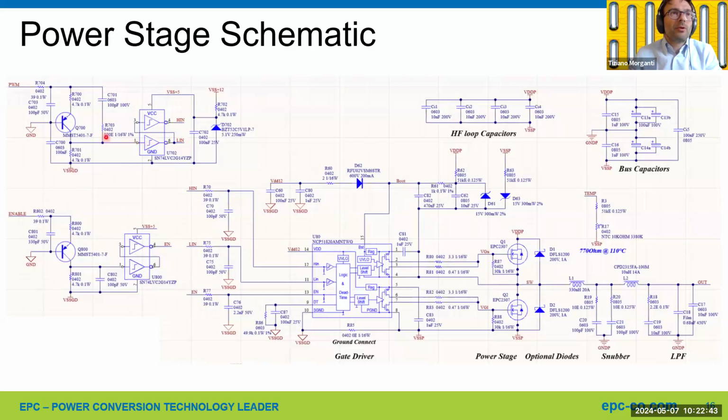This is an overview of the schematic of the power stage. So we have a level shifter to the negative rail. So the PWM signal from the modulator is referred to ground, while the gate driver is referred to the negative supply voltage.